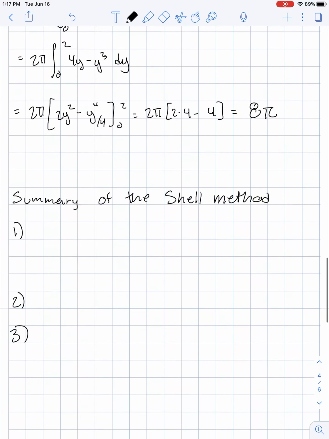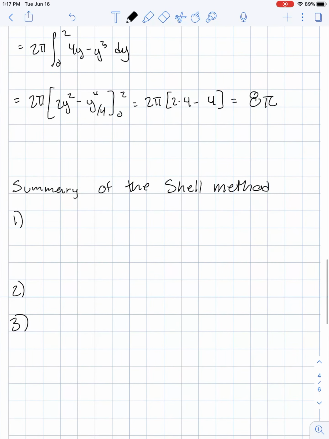Okay, so let's do a little summary and then we're gonna be done. And then you have extra homework to do, if you so please. So, summary of the shell method. This is regardless of the position of the axis, so horizontal versus vertical, right? Because it might not just be the axis you're revolving around. The steps are kind of still going to be the same.